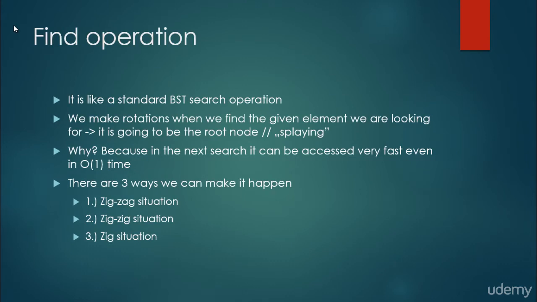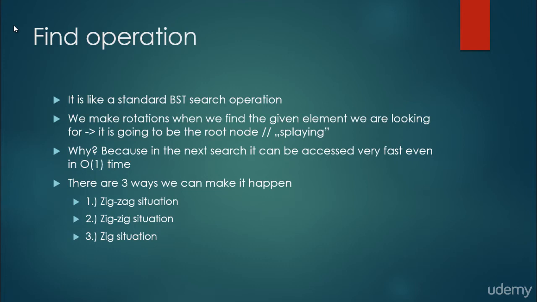And the most important operation for a Splay tree is the find or search operation, because finding the minimum, the maximum, the in-order traversal, and all the other operations are exactly the same as for AVL trees and for binary search trees. So it is like a standard binary search operation. We have to make rotations when we find the element we are looking for. It is going to become the root node, and that's what we call splaying, and that's why this data structure is called a Splay tree.